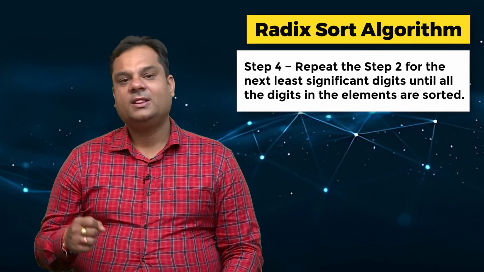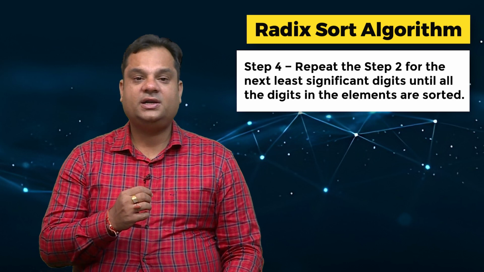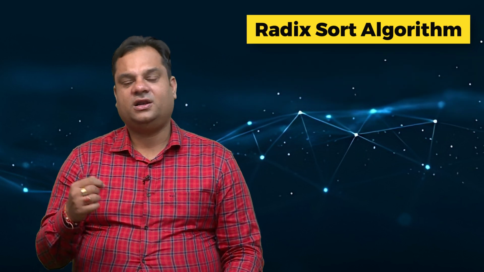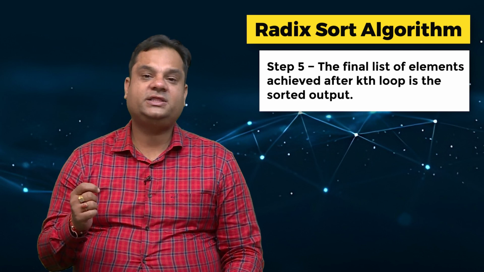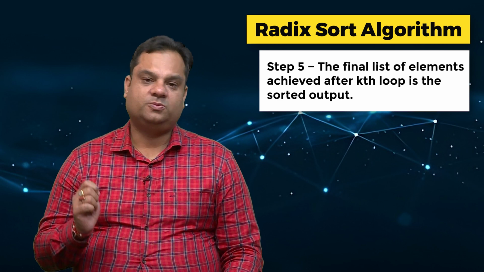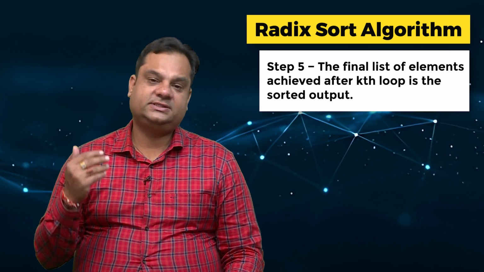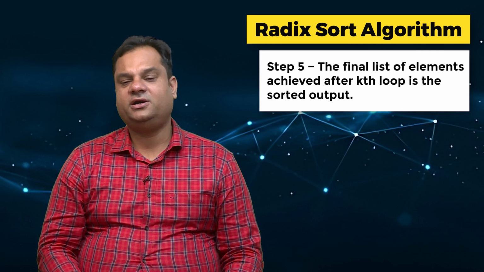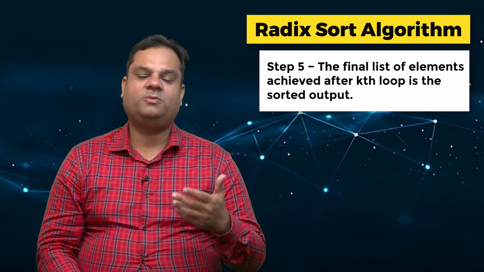In step number 4, repeat step 2 for the next least significant digits until all the digits in the elements are sorted. And finally, the last point is the final list of elements achieved after the kth loop is the sorted output. So k completely depends on how the biggest value is, like ones, tens, 100, which place value. The k depends on d, how many digits are available in the particular number. So finally, we are applying a loop up to the d value. So this is the approach.